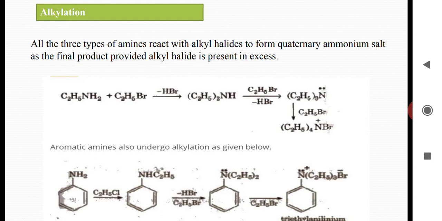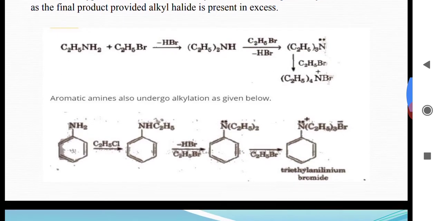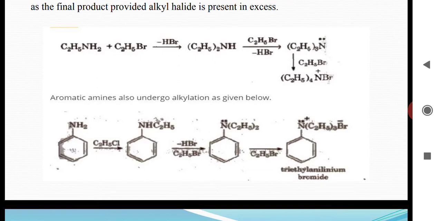Is it okay, children? A similar kind of reaction can also be undergone by the aromatic amines, right? You can see here, this is aniline, and when it reacts with ethyl halide, it undergoes the alkylation reaction, and finally it forms triethylanilinium bromide, right? So this is a simple alkylation reaction, but you need to practice it by writing it in your notebook.